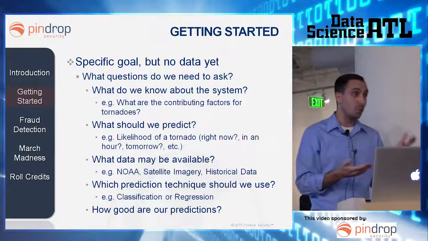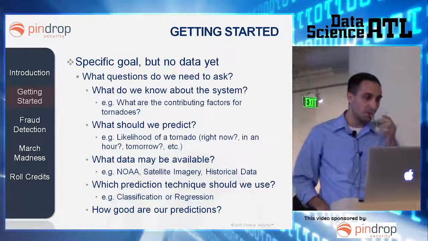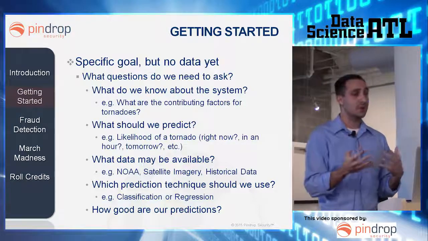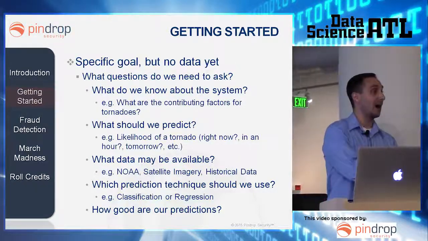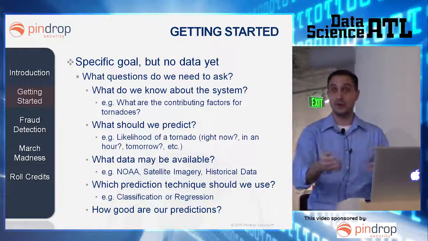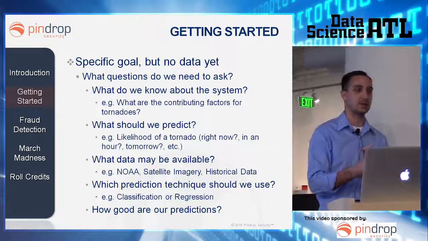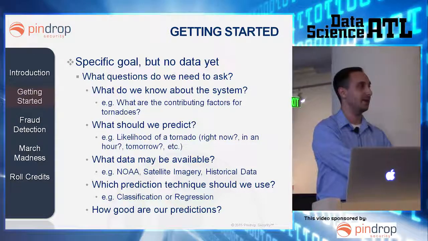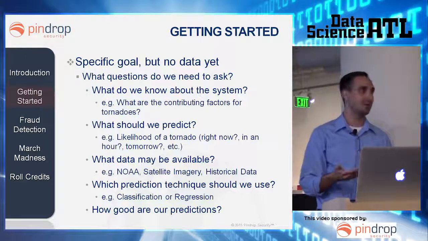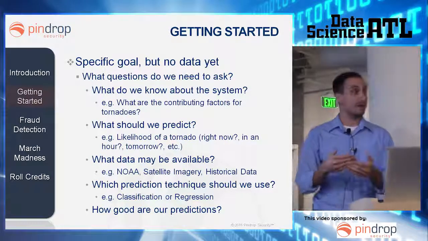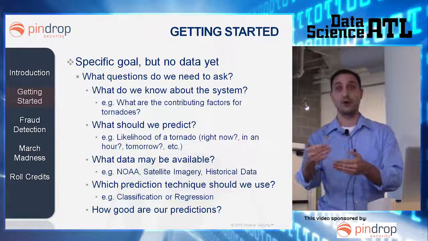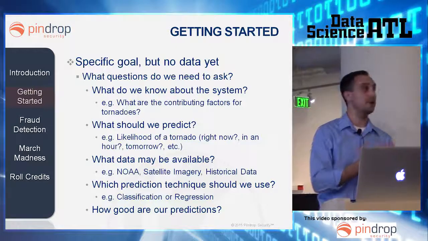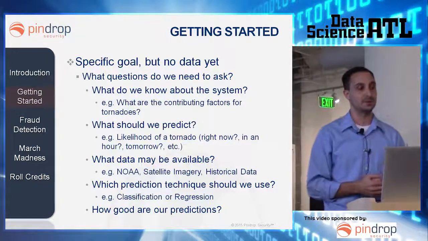And then we ask, okay, what should we predict? So should we predict the likelihood of a tornado? How about right now, or in an hour, or tomorrow, or in a week, right? All of these things have different connotations. So maybe it's very easy to predict a tornado in the next minute, but is that very useful? Probably not. Is it possible to predict a tornado that's going to happen tomorrow? Also probably not. So we need to reach a happy medium in what our task is for prediction.